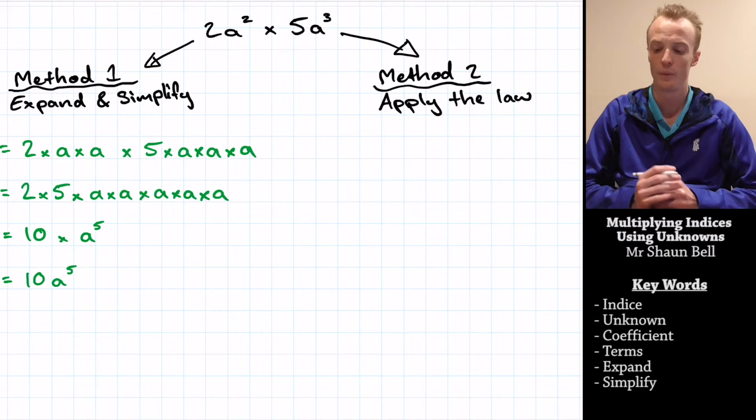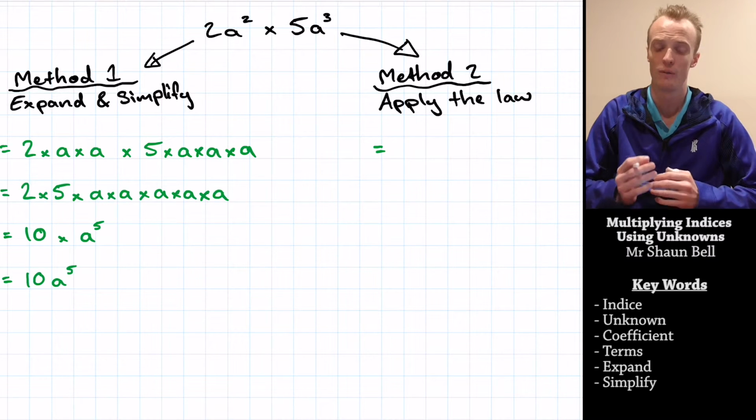Alright, so let's have a look at what happens when we apply the law. Well, when we apply the law, we begin by multiplying the two coefficients together.